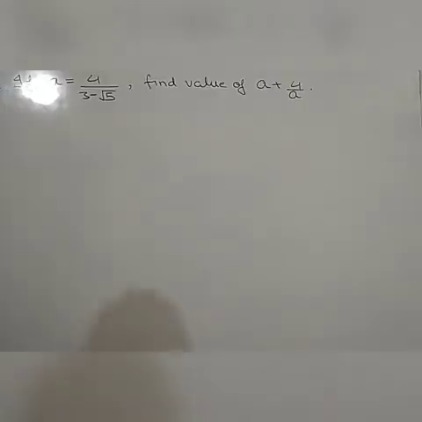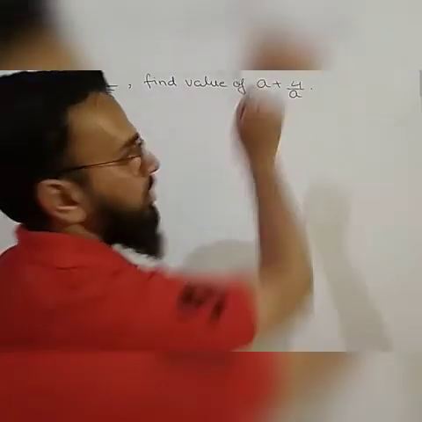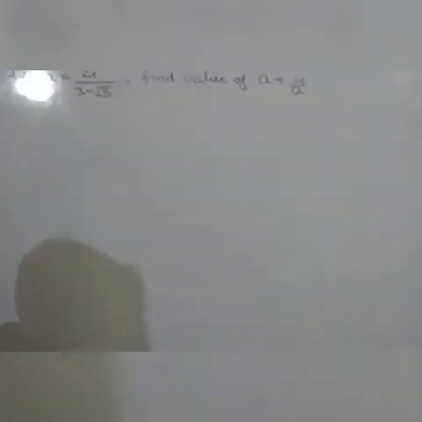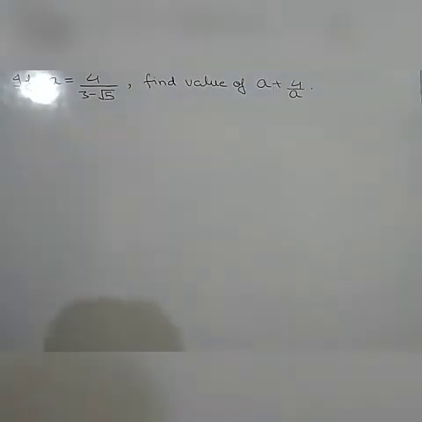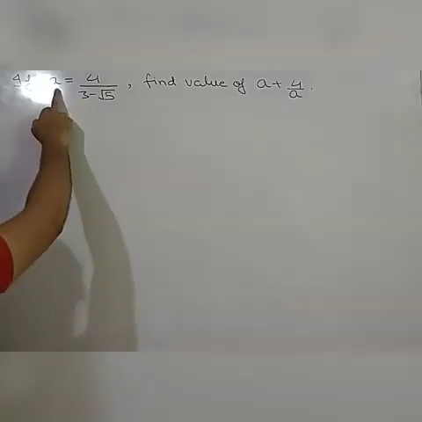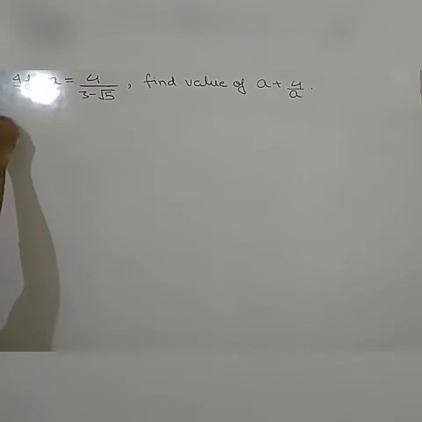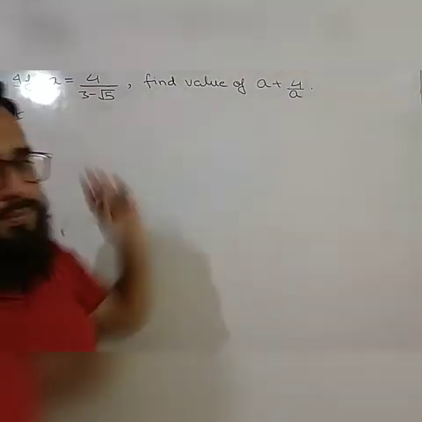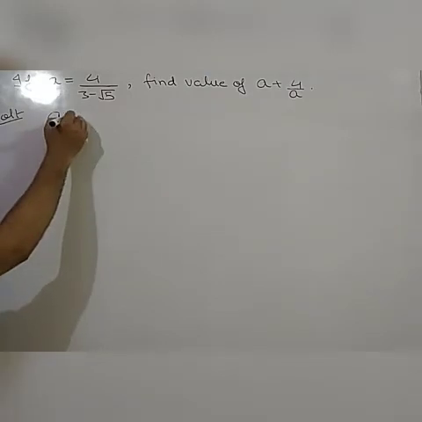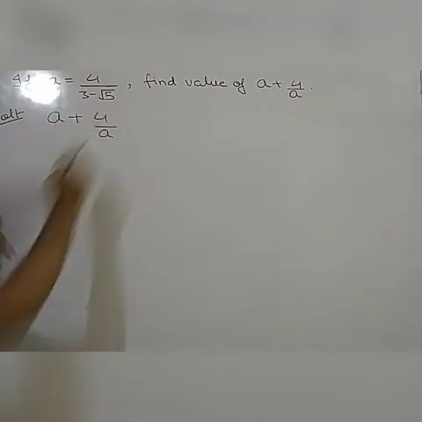Now coming to the next question, we have given if a is equal to 4 upon (3 minus root 5), then find the value of a plus 4 upon a. Okay, this is the question. So you have given the value of a and you have to find a plus 4 upon a. So first, whatever you have to find, write it. We have to find a plus 4 upon a.